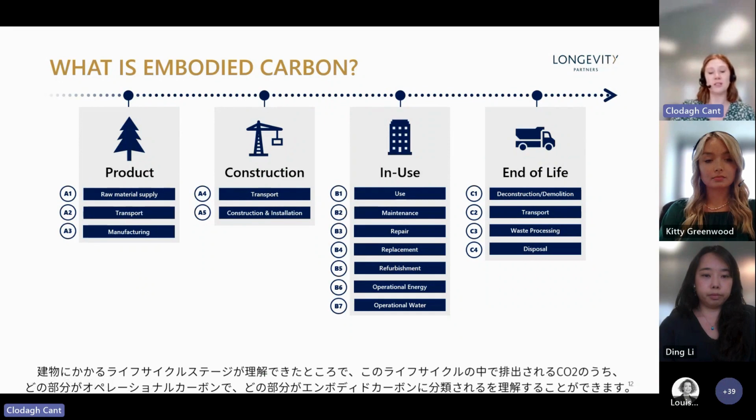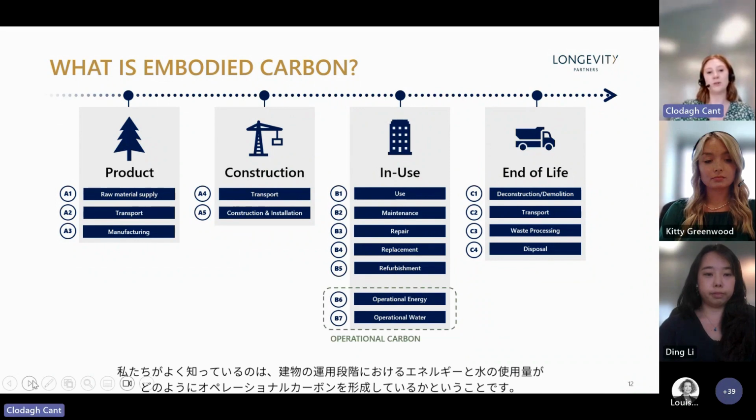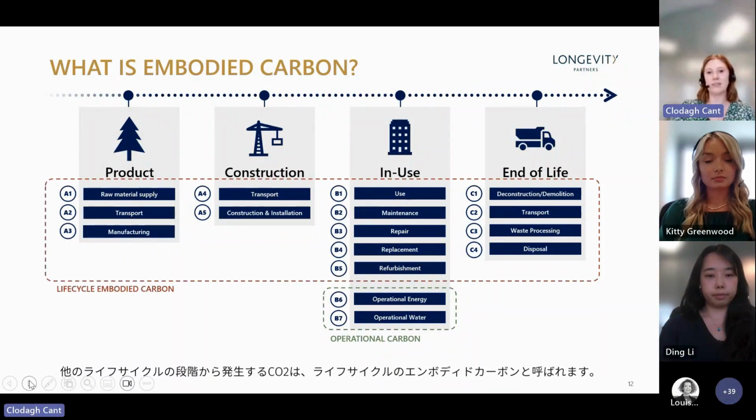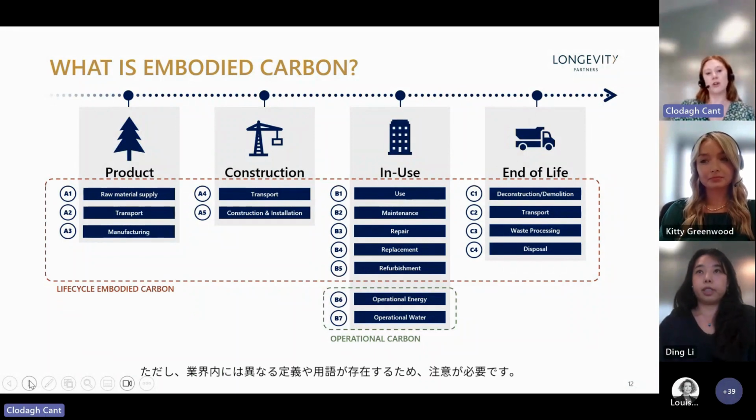So now that we know the life cycle stages of our building, we can start to understand, well, actually what part of these carbon emissions within this life cycle are attributed to operational carbon and which are attributed to embodied carbon. So what we're all very familiar with is how operational energy and operational water are grouped together to form operational carbon. The rest of the carbon emissions arising from the other life cycle stages, they are life cycle embodied carbon, quite simply.